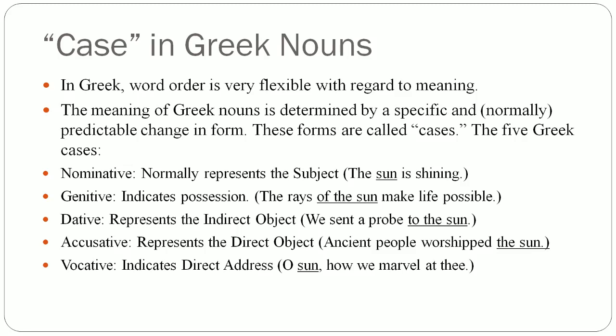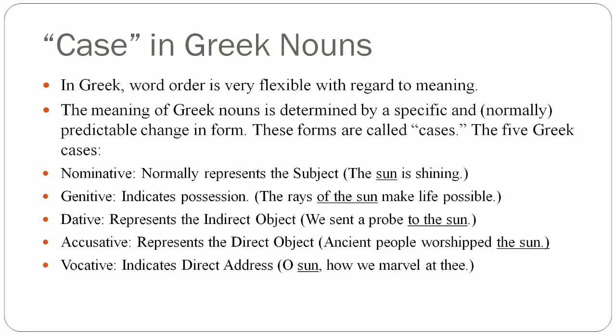Now, there are 5 Greek cases, although some textbooks will argue that there are 8. There are 2 kind of separate roles that the genitive case plays, and 3 roles that the dative case plays. But they're all the same form, and so this textbook is going off of the idea that there are only 5 cases, and in some of these, there are different shades of meaning. But the basic meaning of each of these 5 cases is as follows.